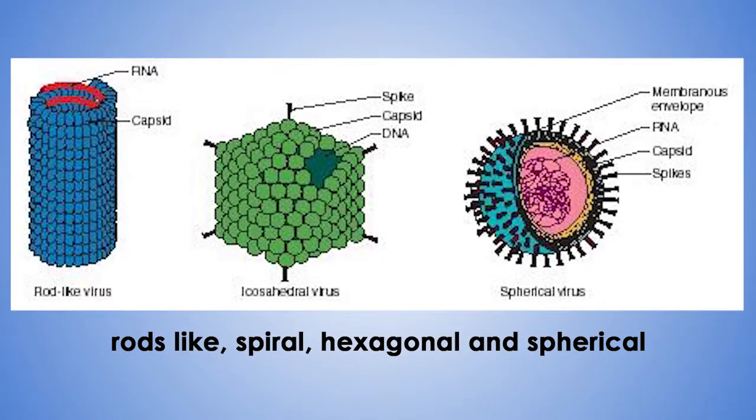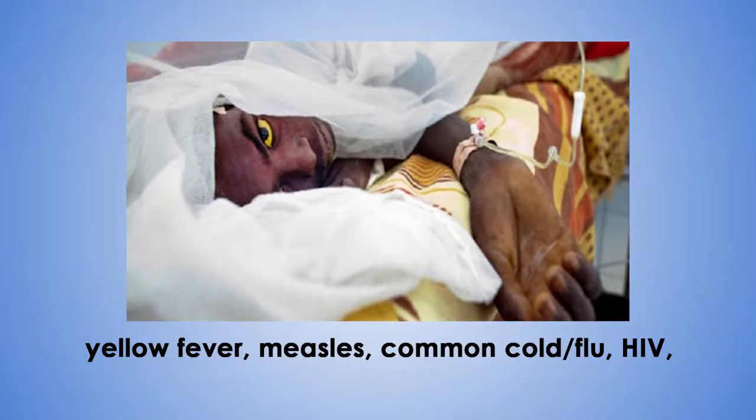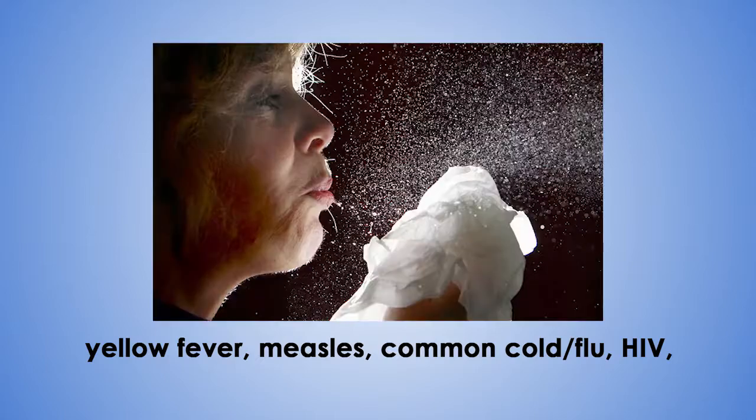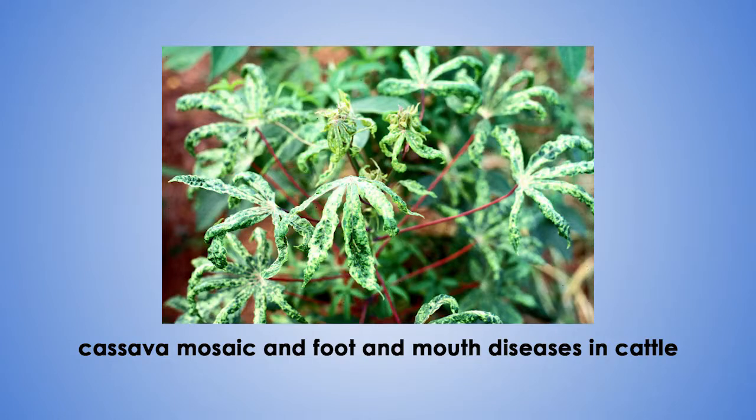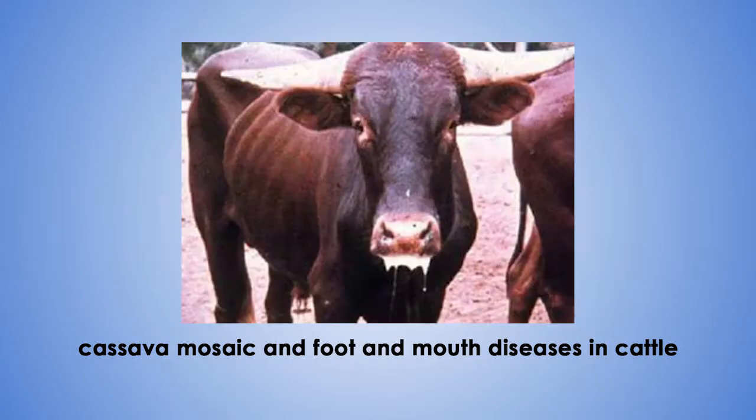Viruses are of different shapes. For example, we have rod-like forms, we have spiral forms, we have hexagonal forms, and spherical forms. Viruses are known to be the causes of a number of diseases, such as yellow fever, measles, common cold, or what we call flu, AIDS, etc. And these ones are found in people. In plants, they cause cassava mosaic, for example. They also do cause foot and mouth disease in cattle.